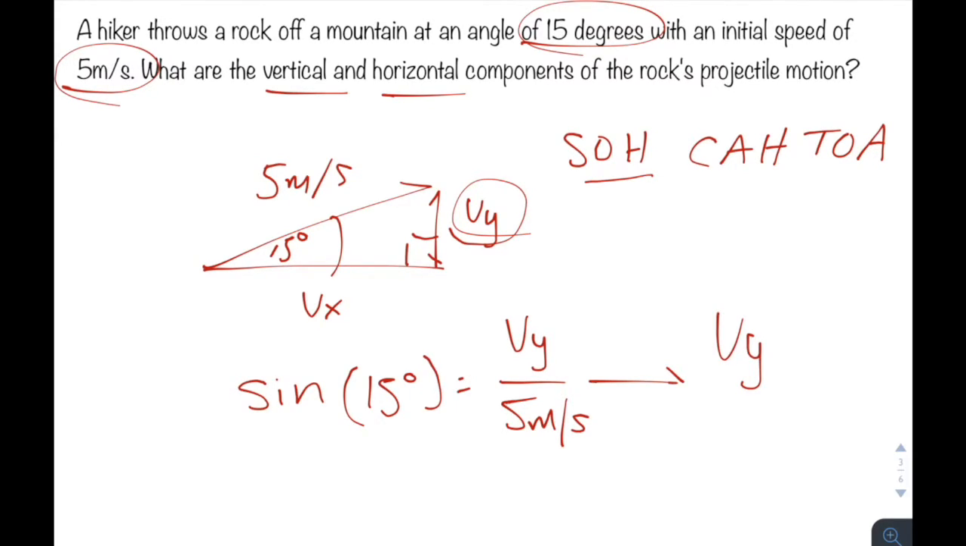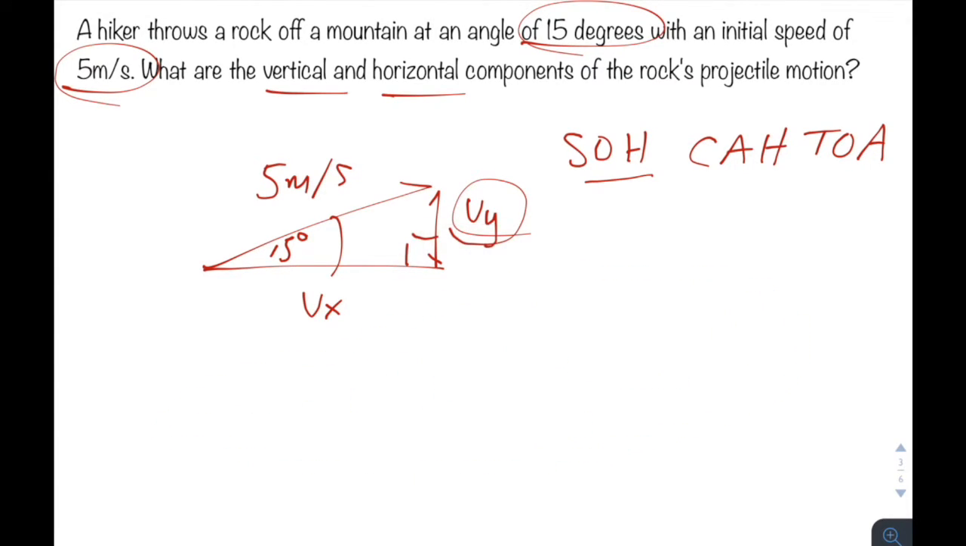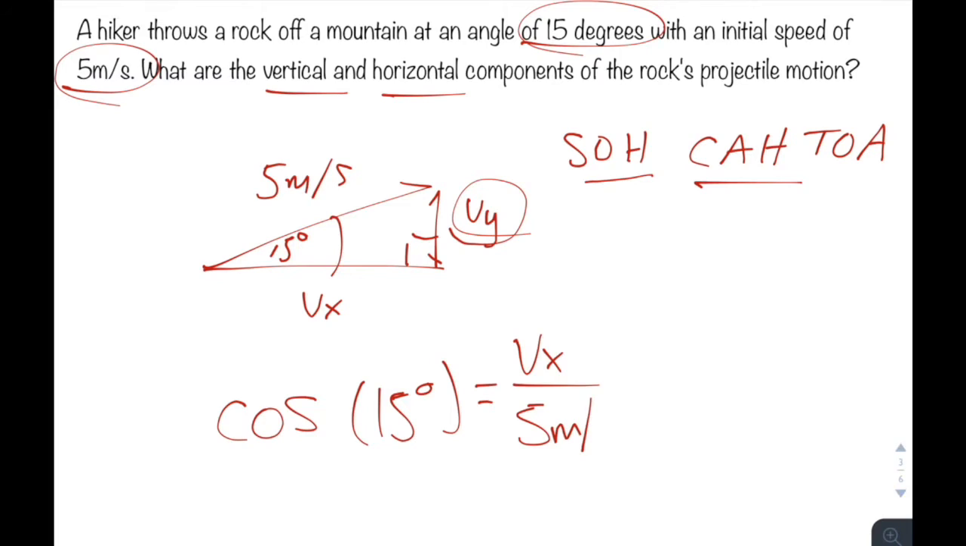And then you would do the same approach for the horizontal component, except you would be using cosine instead. You would use cosine of 15 degrees is equal to the adjacent over the hypotenuse, so adjacent being the horizontal component, the hypotenuse being, once again, 5 meters per second, and that way you would solve for the horizontal component of the initial speed of the rock being thrown off of the mountain.